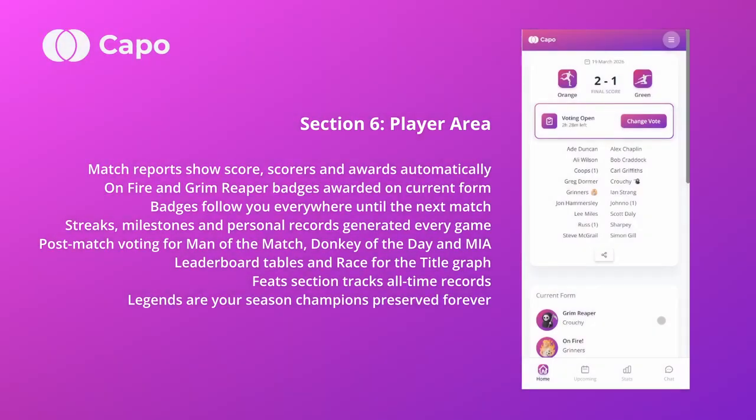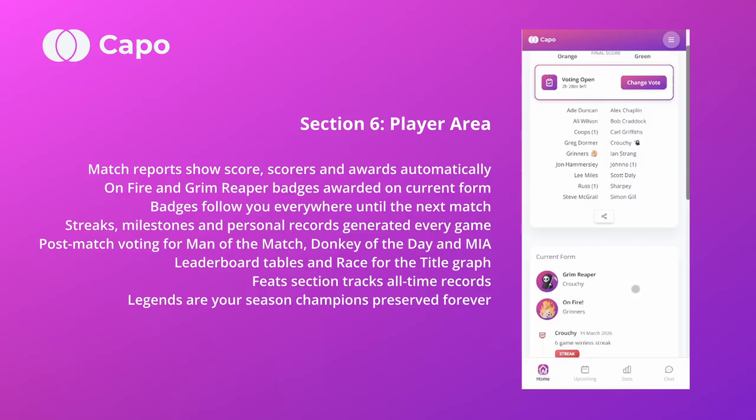So this is the player area of the app, and this is using our live data. This is where the activity happens post-match. So you can see who played in the match, the score and who scored. And the system automatically awards certain badges based on performance over the last few games. You can configure these in the admin section.